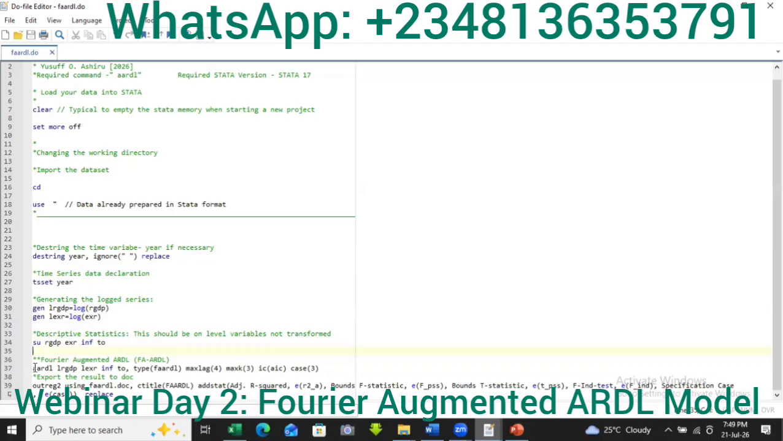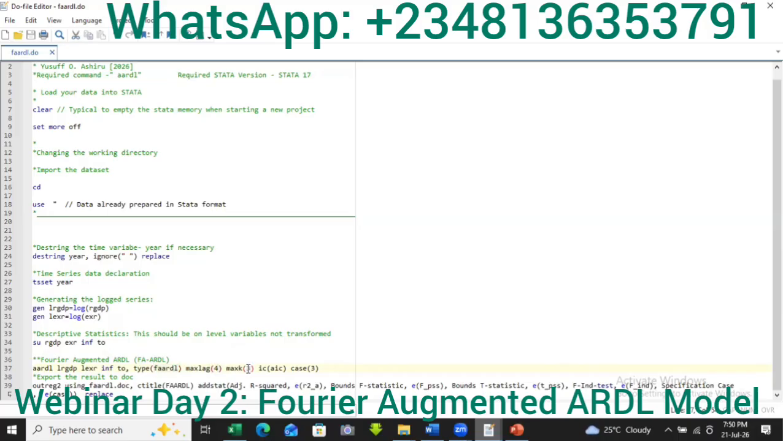Here is the command we are going to use, ARDL, followed by the dependent variable as we have in our model specification. Then we have the target variable, log of exchange rate, inflation. As a control variable, we have trade openness. Then we have the type of model we want to estimate, which is FAARDL. Then we set the maximum lag to 4.